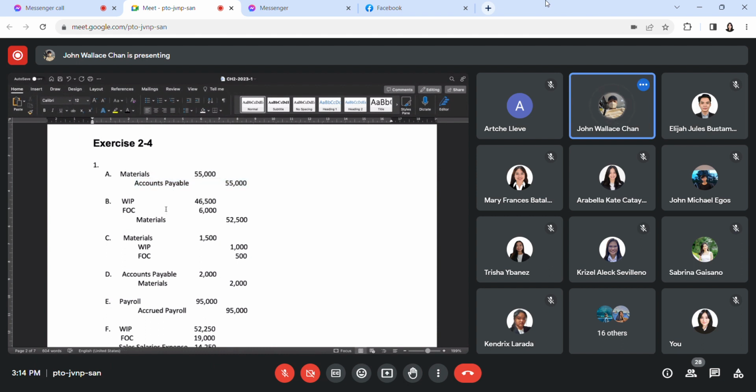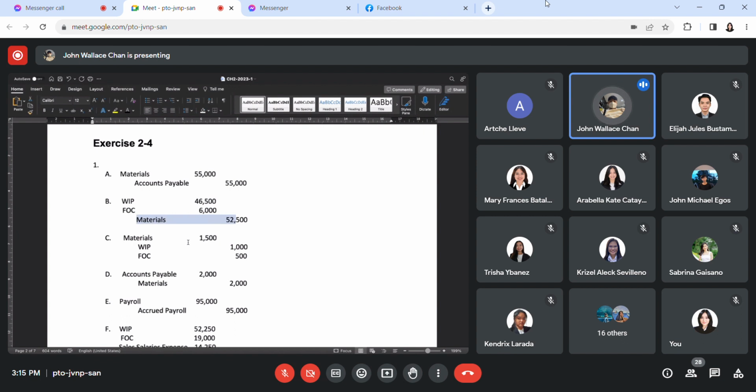For letter B, materials requisition for production cost us 52,500 pesos. Of this amount, 6,000 were indirect materials, meaning it's going to go to our factory overhead control account, and the rest are distributed as follows: 13,250, 18,500, and 14,750 to job 1234, 1235, and 1236 respectively, all totaling to 46,500. Then we just credit our materials.